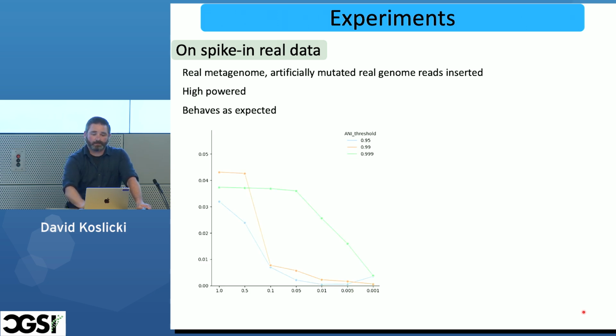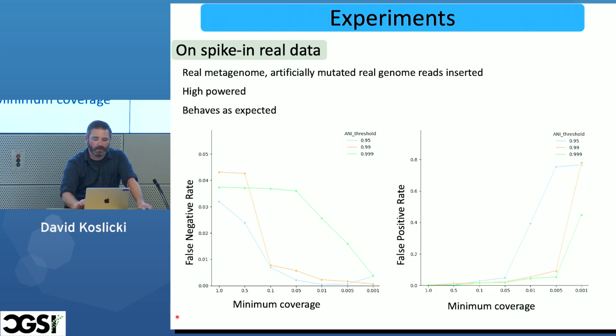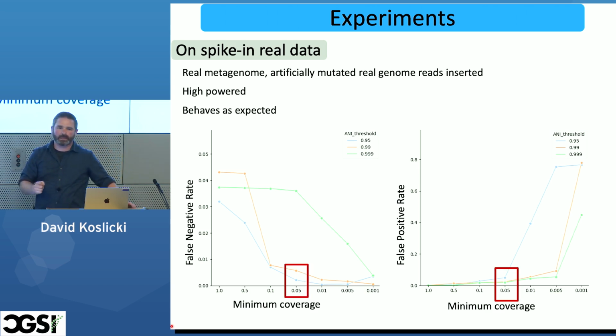It also behaves as expected. Consider this plot, where on the x-axis I have that minimum coverage, what percentage of the reference genome's k-mers you have to see to say, yep, that's in my sample, versus your false negative rate. If you say, I only need to see 0.1% of the reference in my sample to say that it's present, of course your false negative rate is going to be real low. Similarly, if you need to see every single one of its k-mers, your false negative rate is going to increase. And on the flip side, same with the false positive rate. If you only need to see a little bit, you're going to get a high false positive rate, and conversely with a higher coverage. So in general, we find about 5% or higher is probably a safe bet.